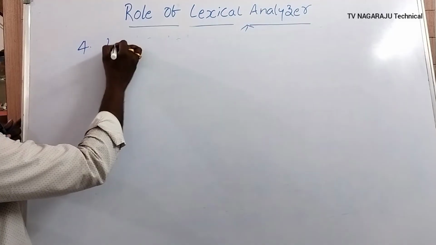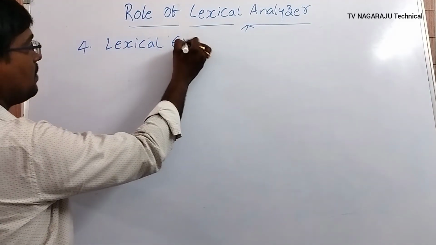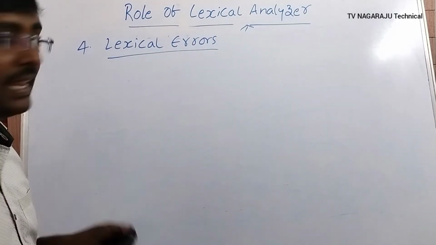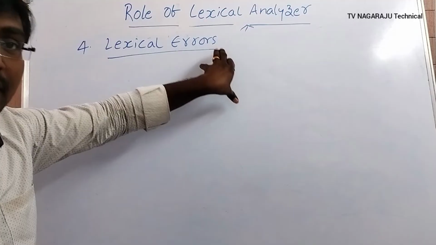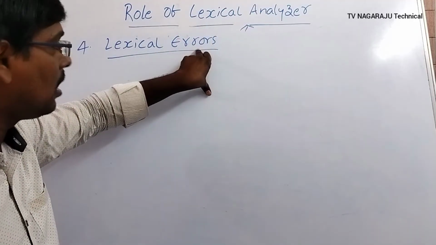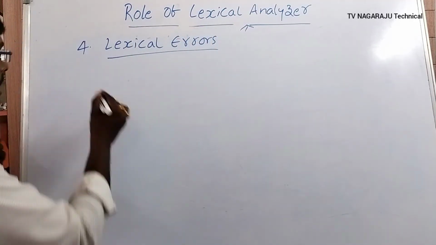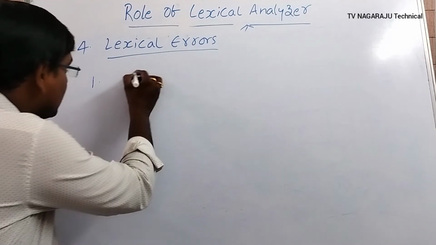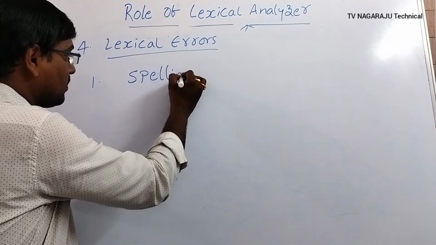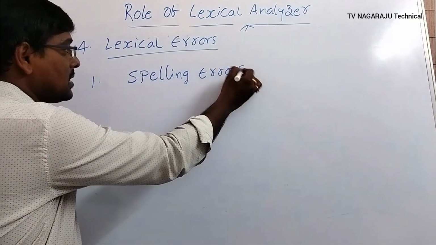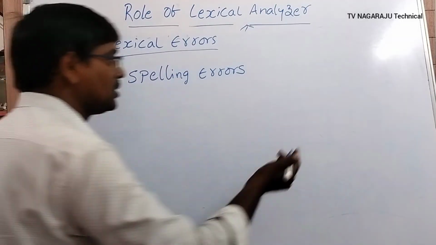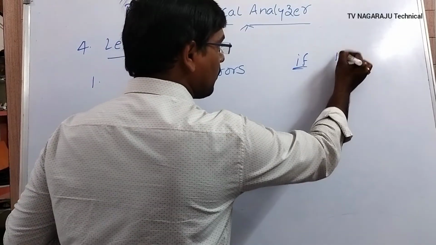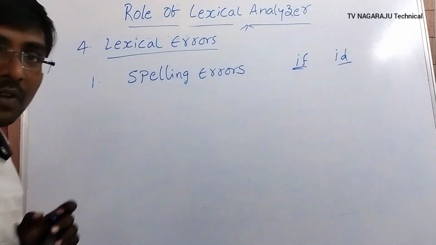Okay, next is lexical errors. Lexical errors are the errors that are generated by the lexical analyzer. Some general lexical errors are spelling errors. Spelling errors, in the sense, suppose I am using an if condition. If is the actual keyword. Suppose instead of F I am typing D.